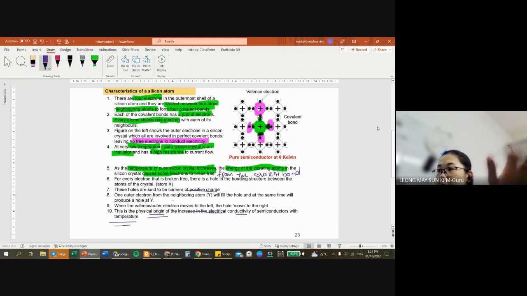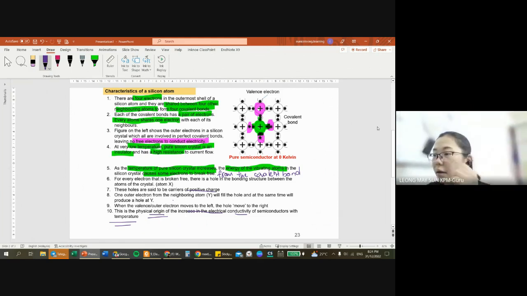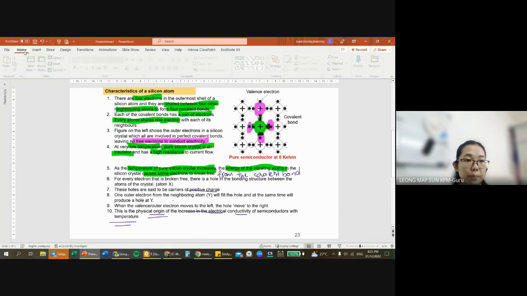Wei Heng's question is, so electric conductivity depends on the temperature as well as the number of free electrons? Yes. It does depend on the free electrons that are moving around. Okay, now what are holes?